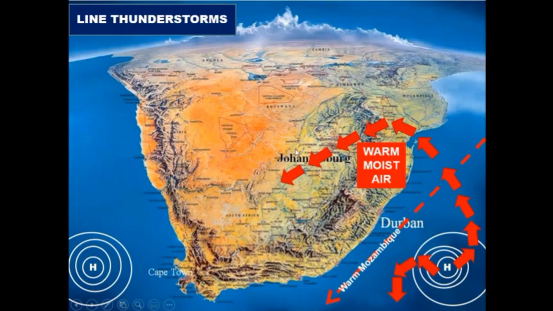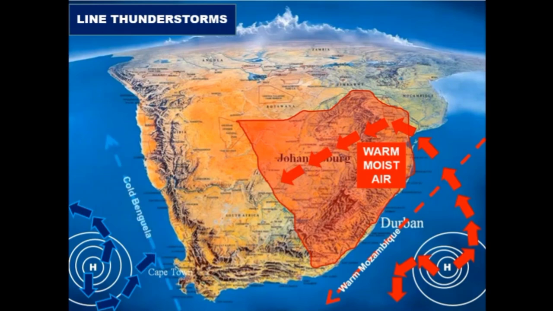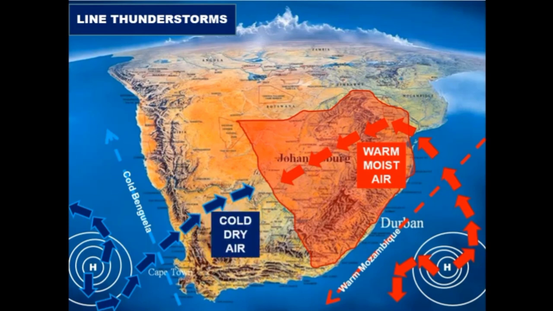But let's see what happens on the west coast. Cold, dry air comes from the South Atlantic high pressure, and that reaches the western part of the country. Now, ladies and gentlemen, these two air masses move towards each other. They get to a point where they are actually touching each other, and it's not a matter of let's shake hands. No, ladies and gentlemen, that's thunderstorms, as the previous slide showed you. That's thunderstorms that will happen.